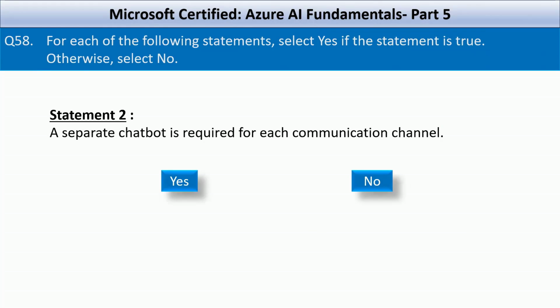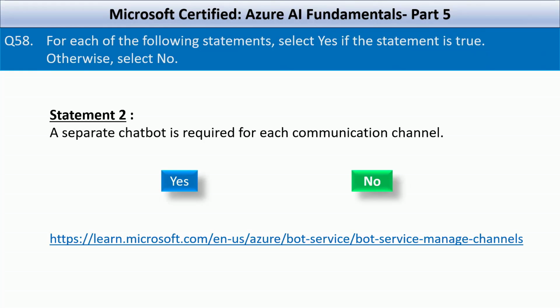And friends, the next statement is: a separate chatbot is required for each communication channel. This is an incorrect statement. With Azure Bot Service, you can build one chatbot and connect it to multiple channels such as Microsoft Teams, Facebook Messenger, Telegram, and many more. Now, there is a link on your screen. Go through the link to understand what different types of channels are supported by Azure Bot Service for integration.